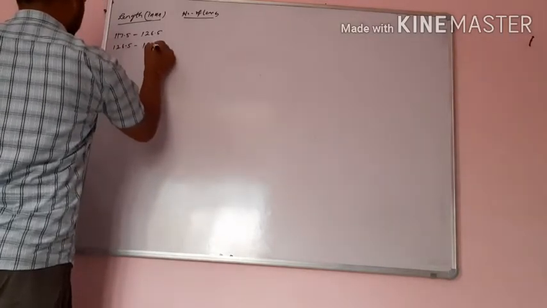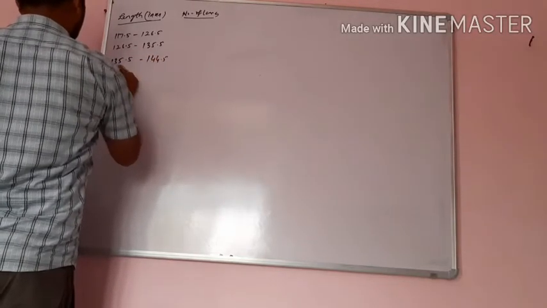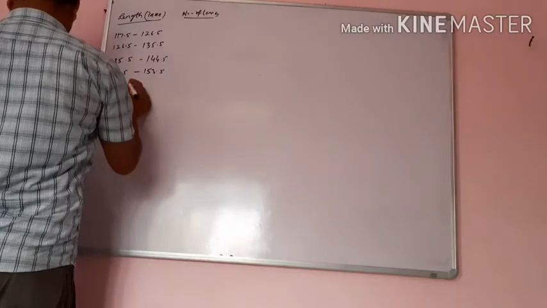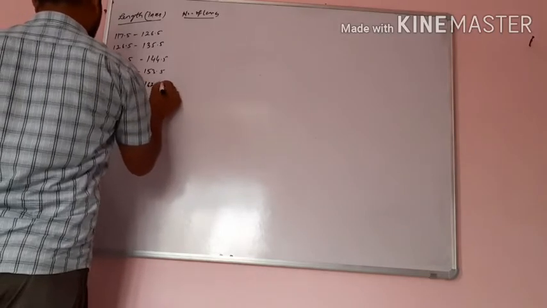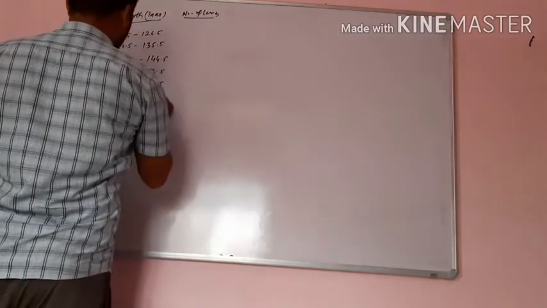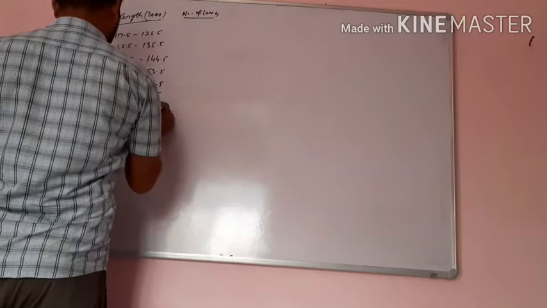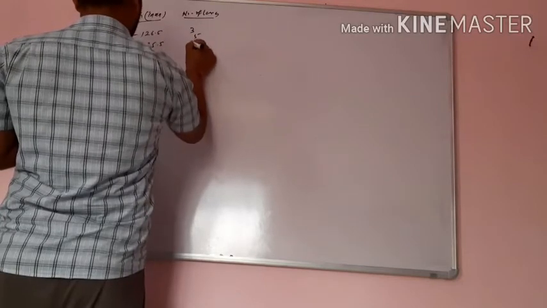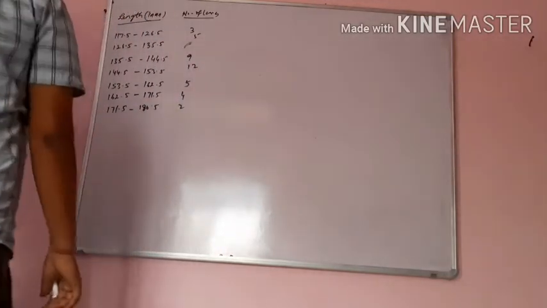Now 135.5. Similarly, 135.5 to 144.5, 144.5 to 153.5, 153.5 to 162.5, 162.5 to 171.5, 171.5 to 180.5, and the frequencies will remain the same: 3, 5, 9, 12, 5, 4, 2. Now see, our data is continuous.